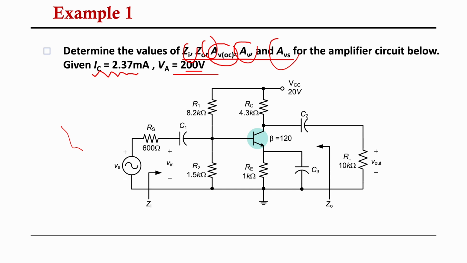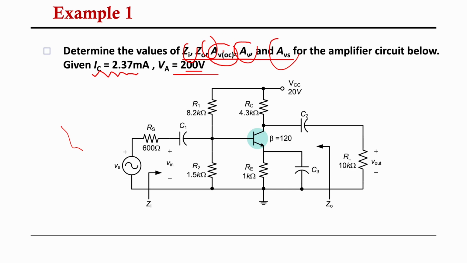So today I would like to continue our lecture on example 1, where we stopped. We haven't discussed it from our previous class, example 1 for the common emitter voltage divider configuration. If we look at the question, it asks us to determine the value of the input and output impedance, the AVOC.